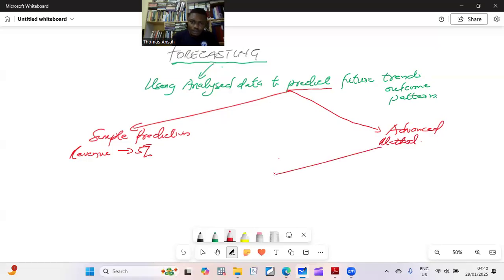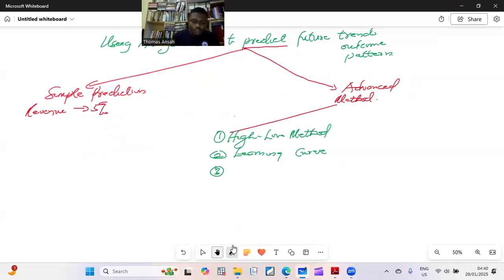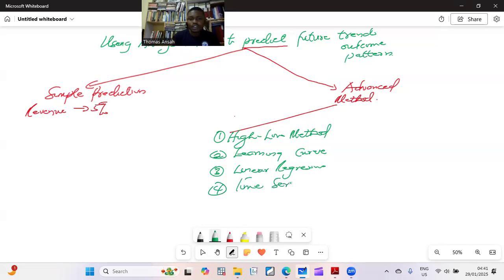And here we are going to pick on the things we've done before, the high-low method. Then we are going to use the learning curve. We are also going to talk about using linear regression. Fourth, we will talk about time series. These are the ones that we will look at. But I'm going to take my time, not rush it, and deal with two in this video and take the rest in another section.